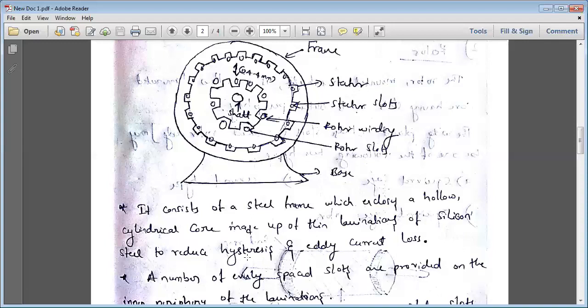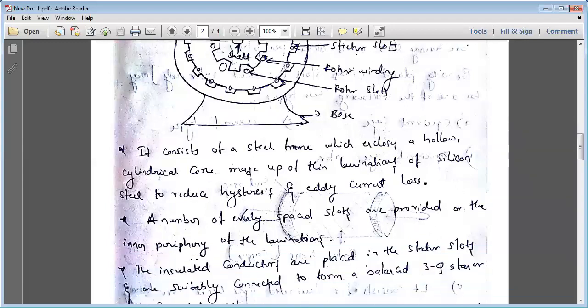There are two losses, hysteresis and eddy current losses, which we have already discussed in the transformer, and which occur in the core of the transformer. These are constant losses, so these losses have to be minimized. We cannot eliminate the constant losses, but they can be brought to a minimum by using very thin laminations of silicon steel material.